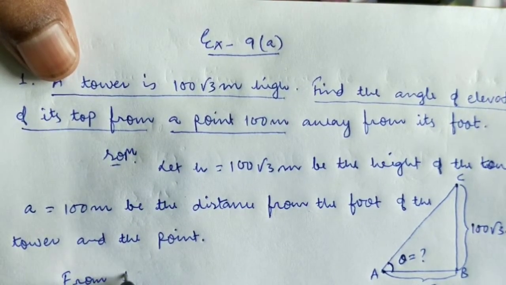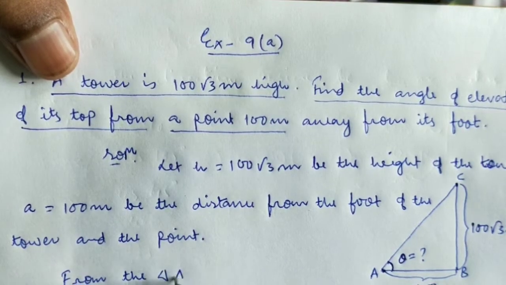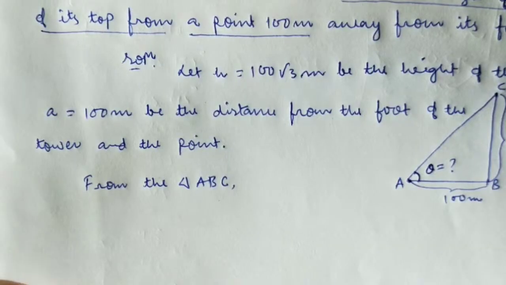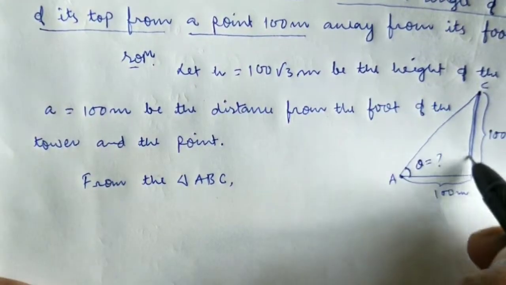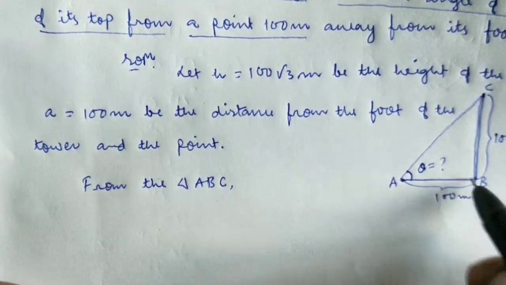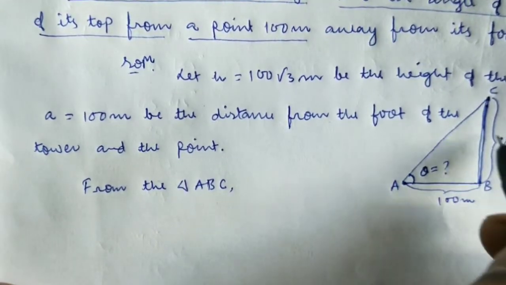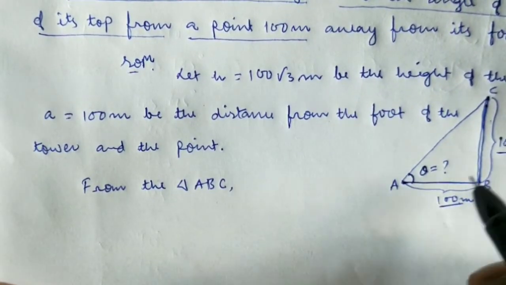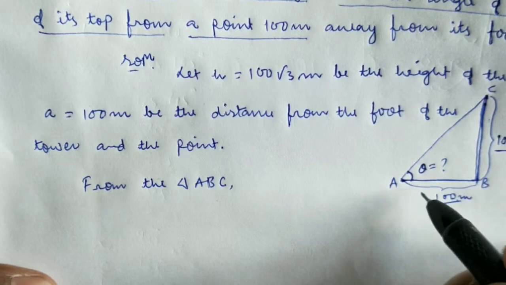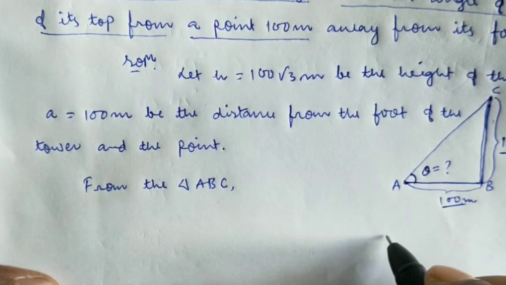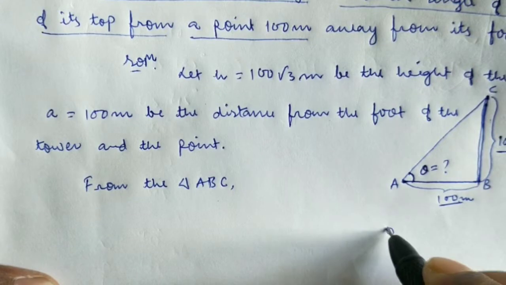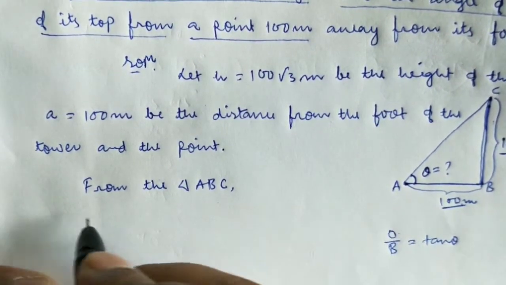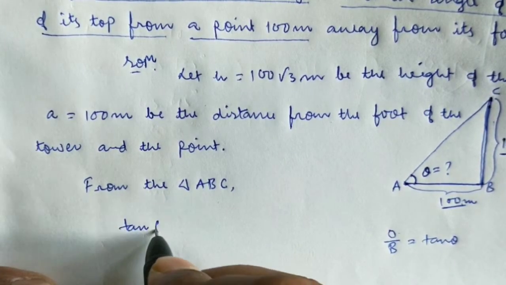So if we consider this triangle as triangle ABC, then we can see here if we consider the angle as theta, this 100√3 meter is directly opposite to theta. So we consider that 100√3 meter as the opposite side and the base is here 100 meter. So BC is the opposite side, that means it's directly opposite to theta, and AB is the base here. So the opposite side is 100√3 and the base is 100 meter.